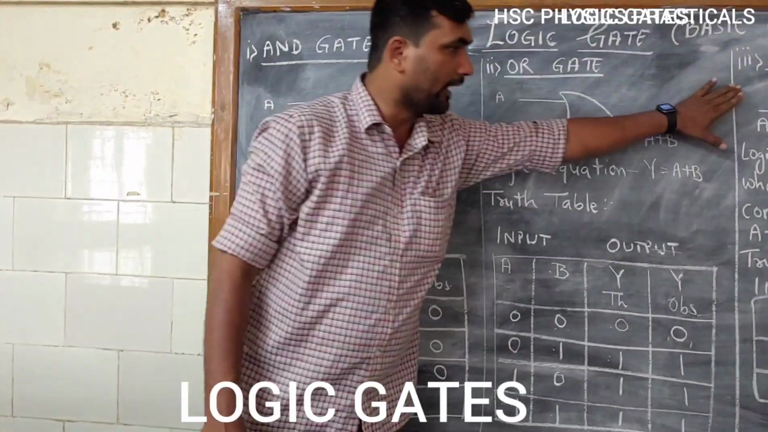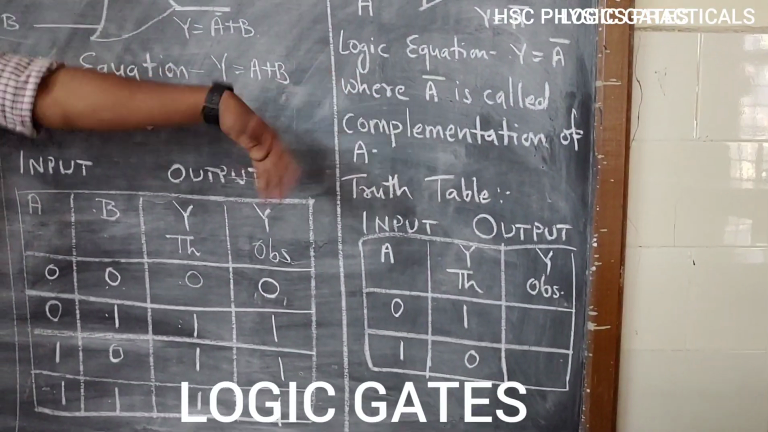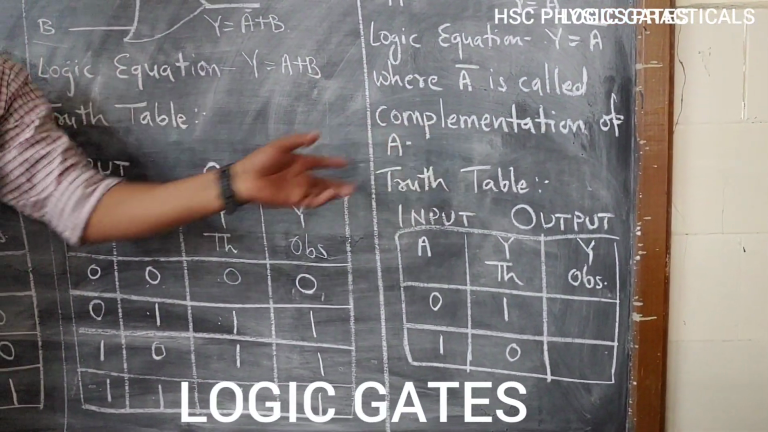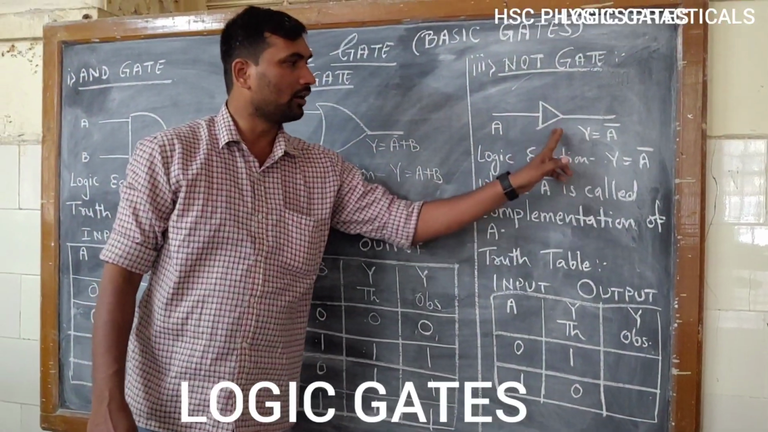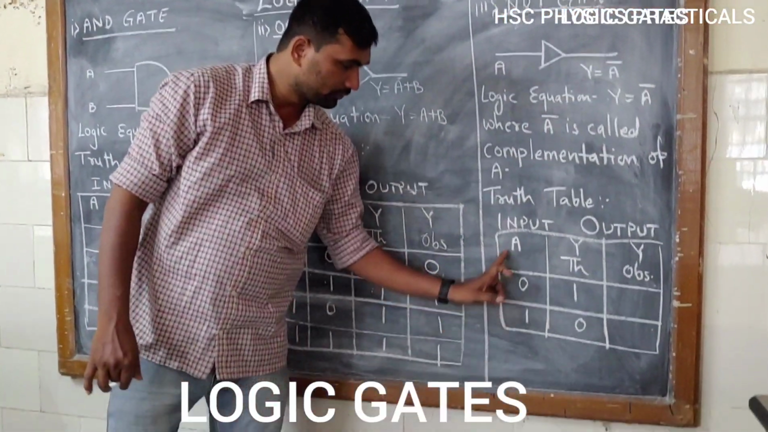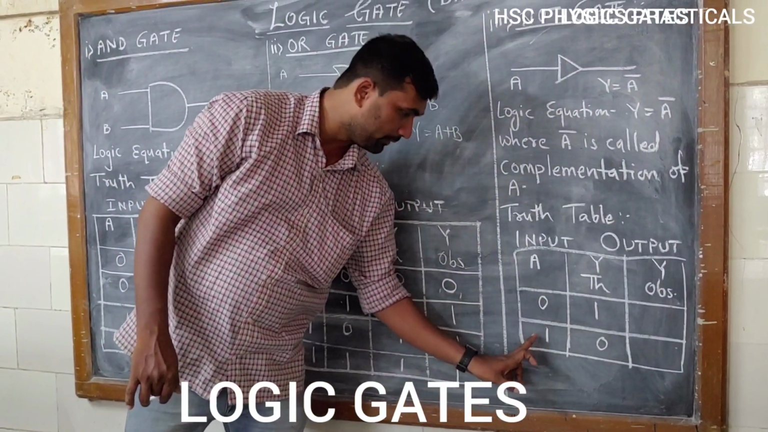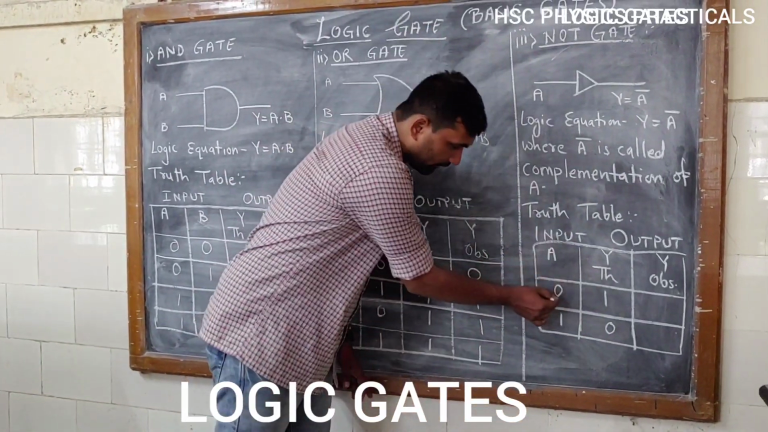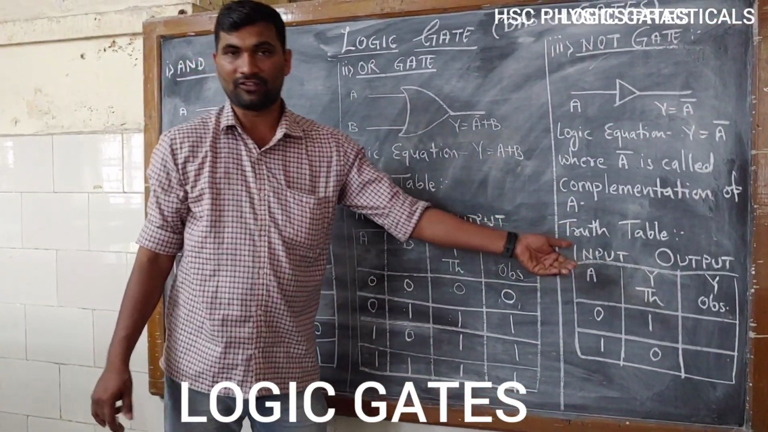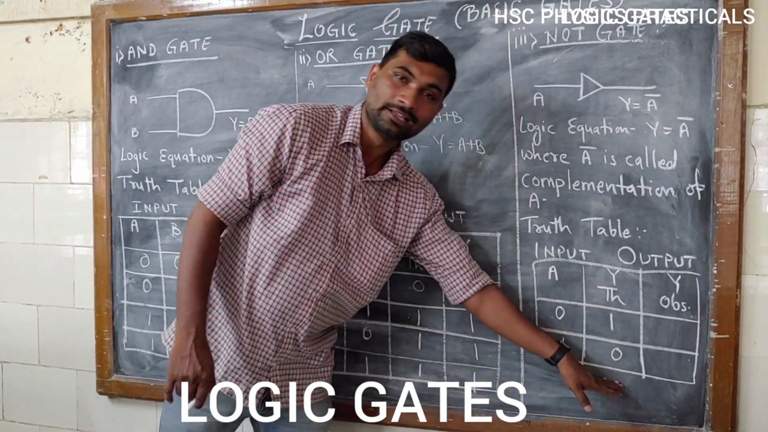Next is NOT gate. NOT gate is also known as complementation gate or inverter. Okay. Because this inverts the output. Okay, you can see that it is a triangle kind of circuit only. So if you see on the input, if the input is 0, the output will be 1. If the input is 1, output will be 0. Means what? You will give the 0 volt, it will convert it into the 5 volt, means logic 1. If you give logic 1, it will convert it to the logic 0.